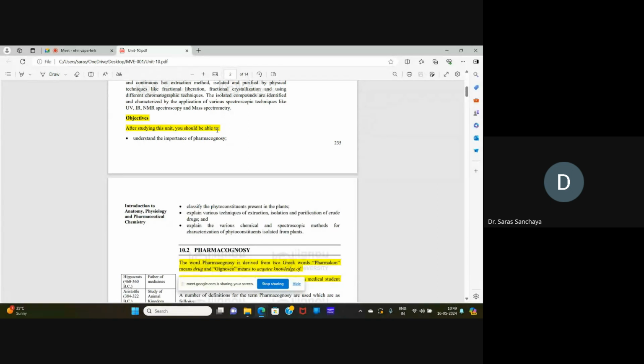Objectives. After studying this unit, you should be able to understand the importance of pharmacognosy, classify the phytoconstituents present in the plants, explain various techniques of extraction, isolation, and purification of crude drugs, and explain the various chemical and spectroscopic methods for characterization of phytoconstituents isolated from plants.